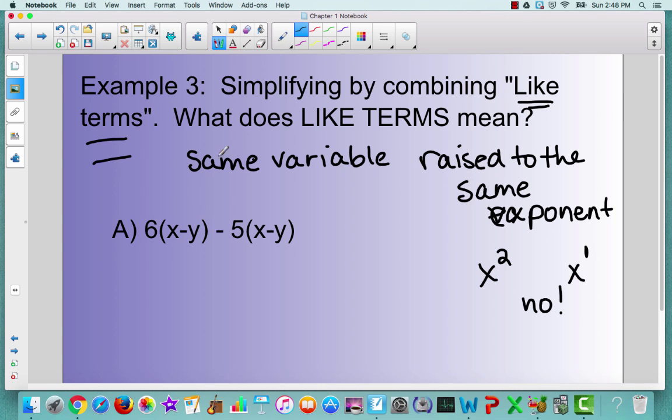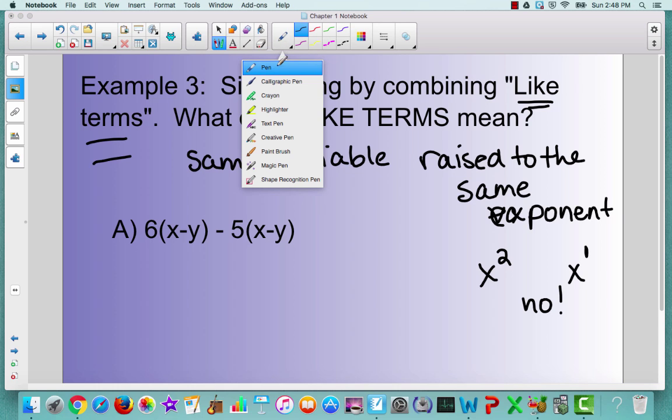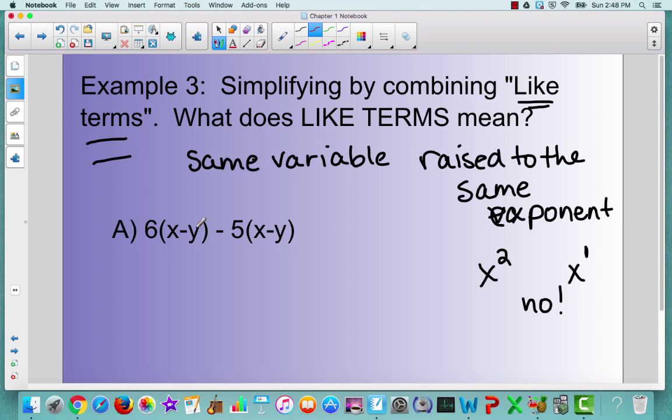Let's try this. Well, the first thing that I notice is I'm going to have to use some order of operations here. I've got a 6 being multiplied to an expression, so I'm going to use that property that we talked about the other day, the distributive property. So I'm going to get 6x minus 6y. I've got a negative 5 being multiplied to x minus y, so I'm going to distribute a negative 5, so I'm going to get negative 5x plus 5y.